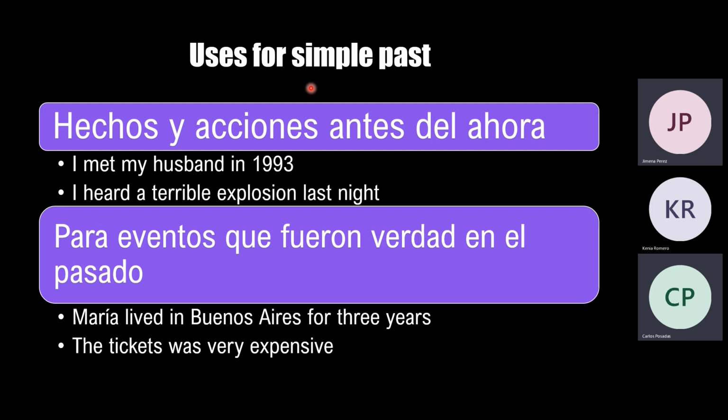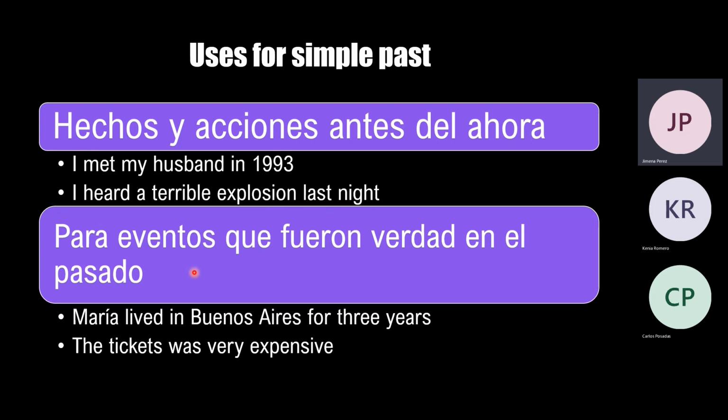Check the next one. So we have heard the uses for simple past. We can use simple past to talk about some actions before now. Son acciones y hechos antes de la hora. I met my husband in 1993. I heard a terrible explosion last night.